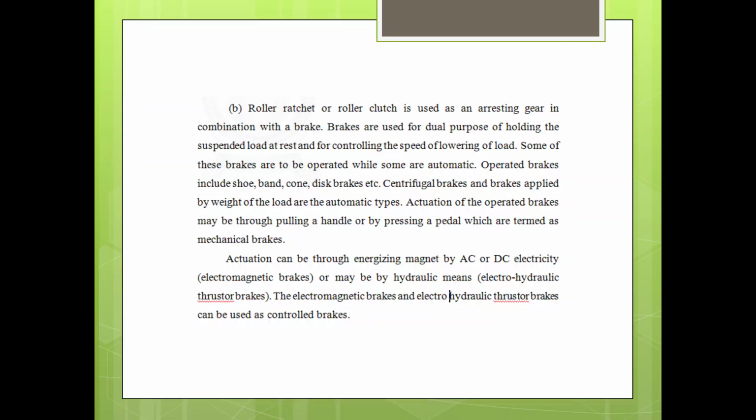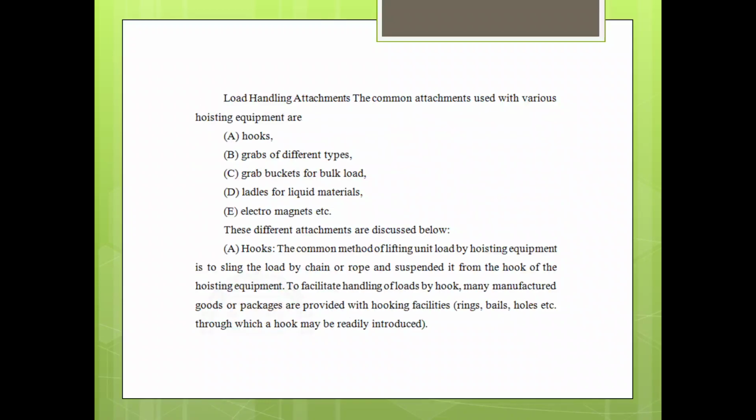The operated brakes include shoe, band, cone, disc brakes, etc. Centrifugal brakes and brakes applied by the weight of the load are automatic types. Actuation can be through energizing a magnet by AC or DC electricity, or may be by hydraulic means. These electromagnetic brakes and electro-hydraulic thruster brakes can be used as controlled brakes.